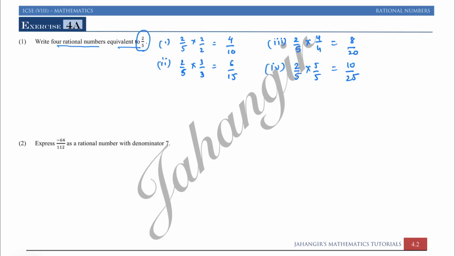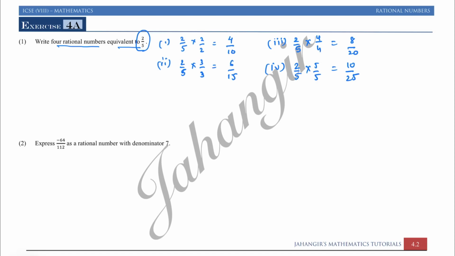You have to find four rational numbers equivalent to 2 by 5. Equivalent means after cancelling out you can get 2 by 5 as the final simplest fraction. You can multiply by any number as per your wish to make another fraction. There are infinite numbers to be multiplied.